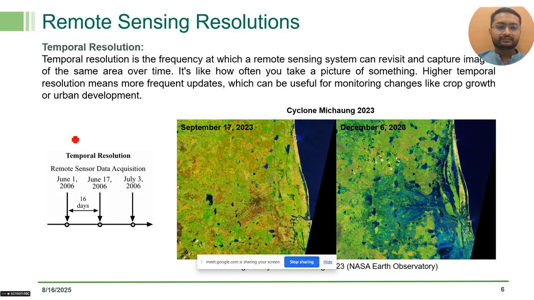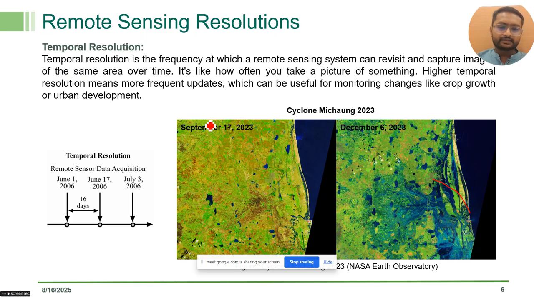Here you can see the image of cyclone Michaung, which happened in 2023 in India. On the southern side you can see there are two images. One image was captured on 17th of September, which is before the cyclone, showing how the area looks, and then one image just after the cyclone. So you can see what areas the cyclone affected. You can see this entire area got flooded, and you can see all these water bodies.